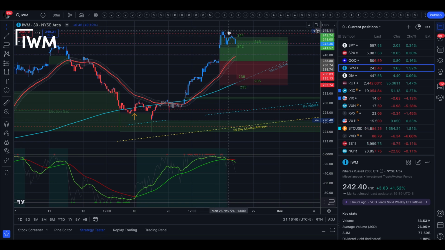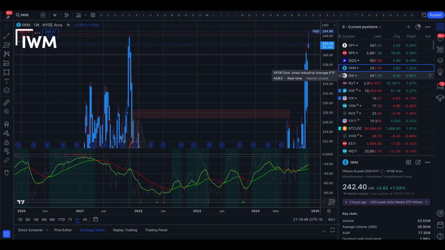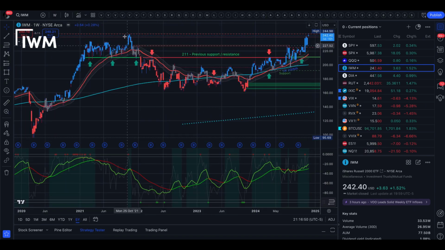This is huge. This is the first time we've seen all-time highs in 3 years. So let me take this to the 5-year chart right here, and you could see previous all-time highs were in November of 2021. So today, first time in 3 years that we have seen new all-time highs in IWM. That is a huge deal.